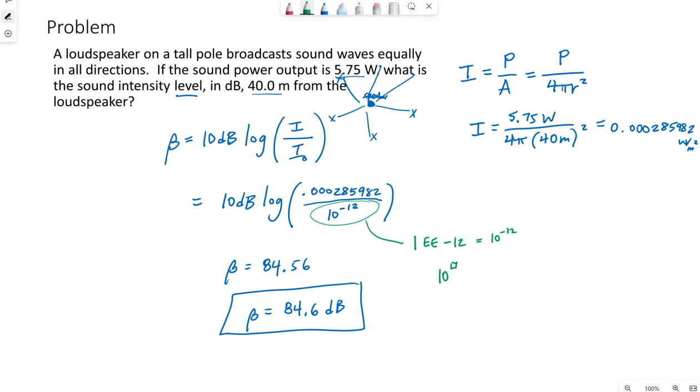I just have found in the past that a number of students would put in 10 EE to the negative 12. Oops. Which, of course, then you're off by a factor of 10. So just be careful plugging the values in.